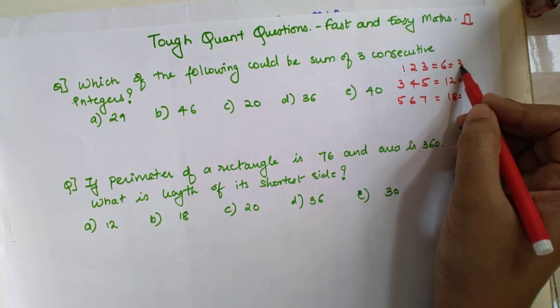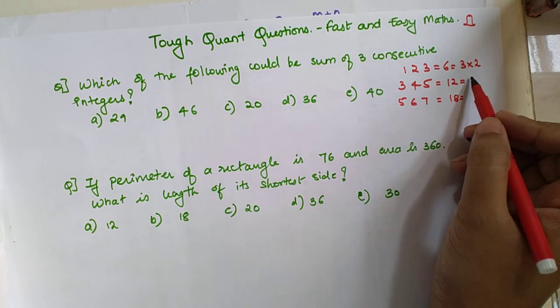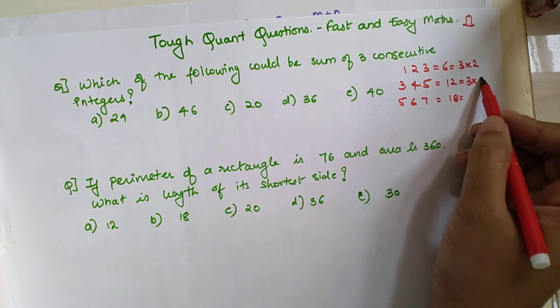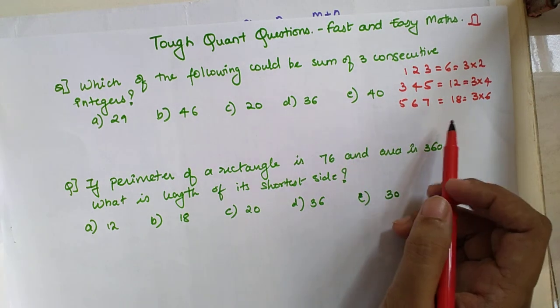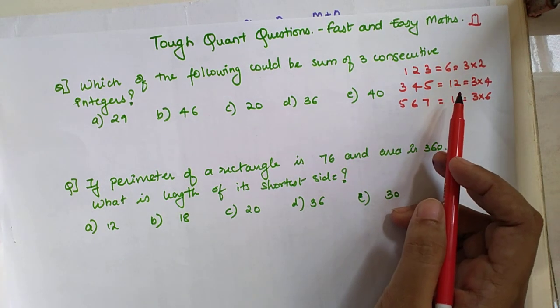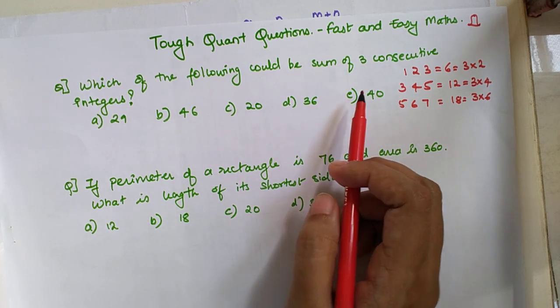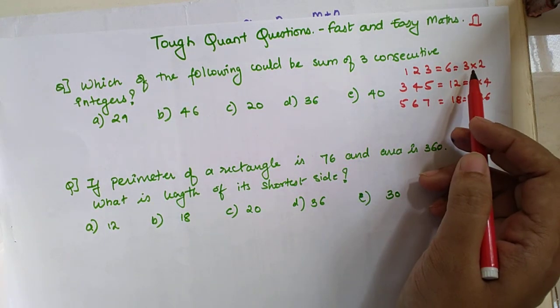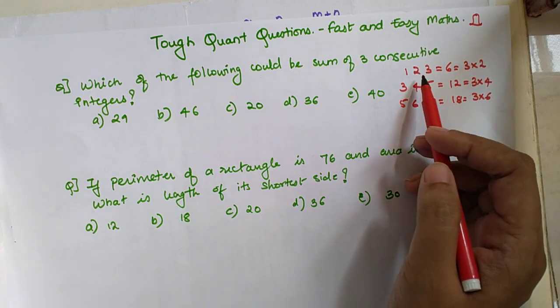Now, if you look closely at all of these answers, can I say all these answers are nothing but 3 into the middle term? Here, can I say it is 3 into 2? Can I say here it is 3 into 4? And here it is 3 into 6. So basically, we found that whenever you want to find the sum of any three consecutive numbers, your answer will always be the product of 3 and the middle number.